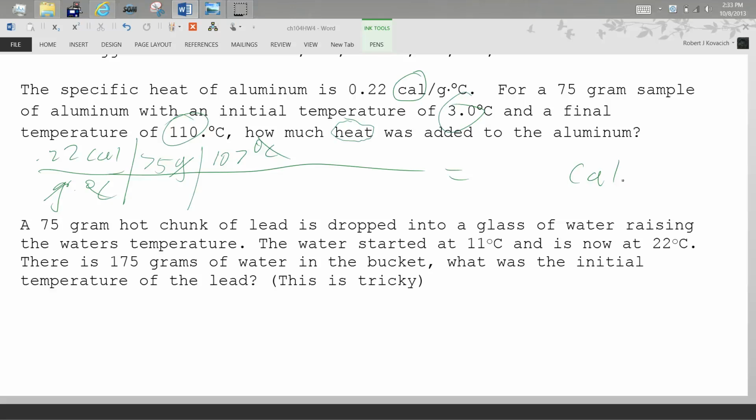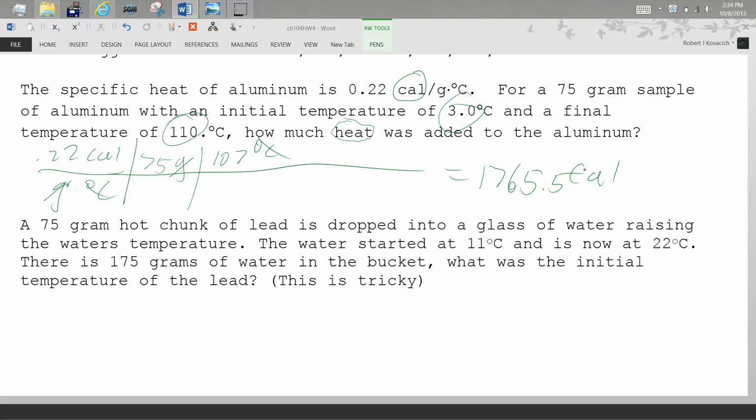So 0.22 times 75 times 107, I get 1765.5. And is that the right answer? We okay with that? Don't you need to add a 0? No? So then that's the original one that I got. There's only 2 significant figures with this problem, so I can't use the entire number. So, answer?